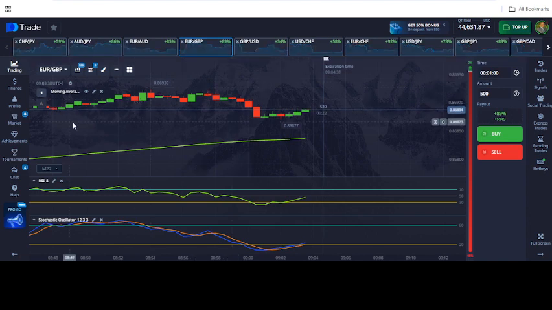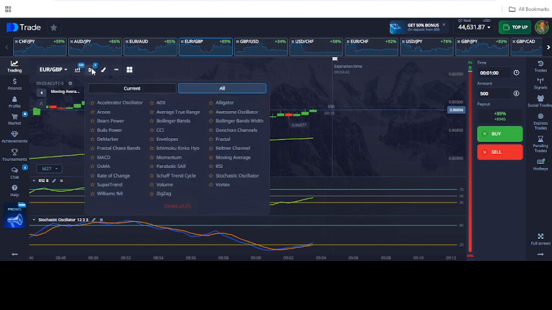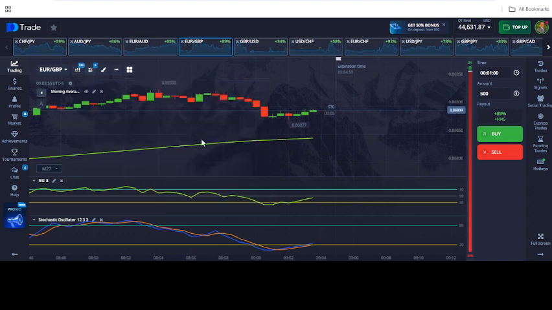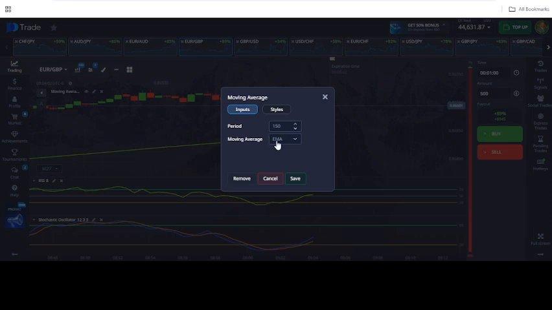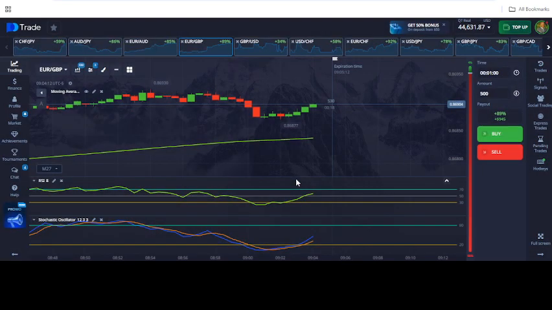Okay, so I'm going to be utilizing three indicators. If I click on my indicator icon here, the three indicators are the moving average, the RSI or relative strength index, and the stochastic oscillator. Okay, so if we click on our moving average settings here, the pencil icon, I have my period set to 150 EMA or exponential moving average. In the style settings, I have my line width set to 2 pixels, green. So we'll go ahead and save that.